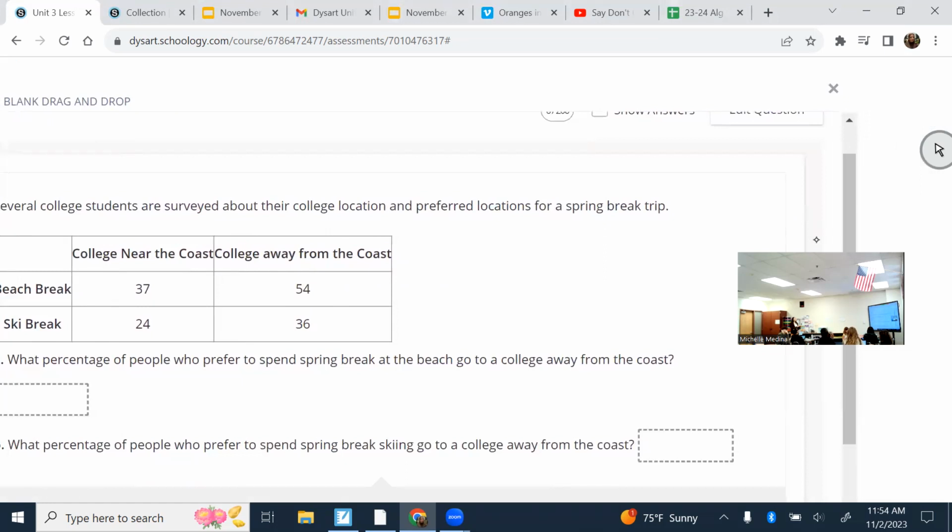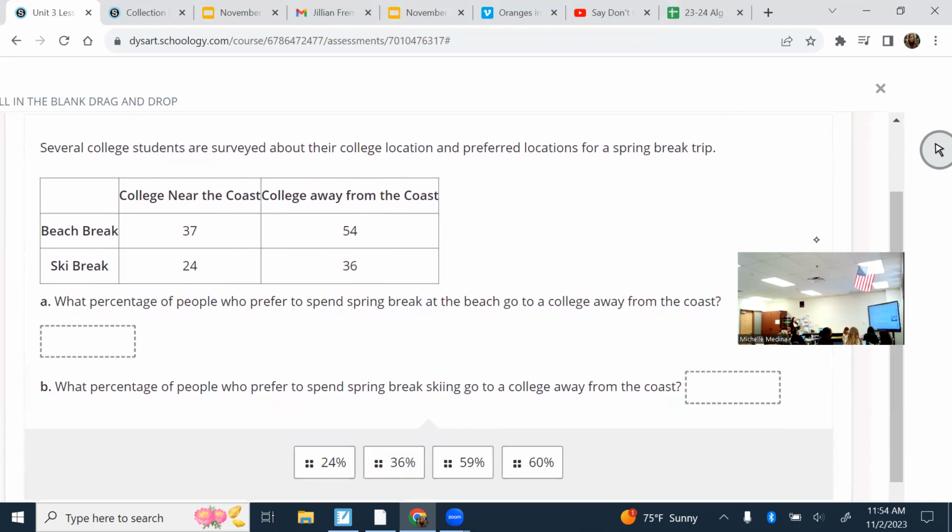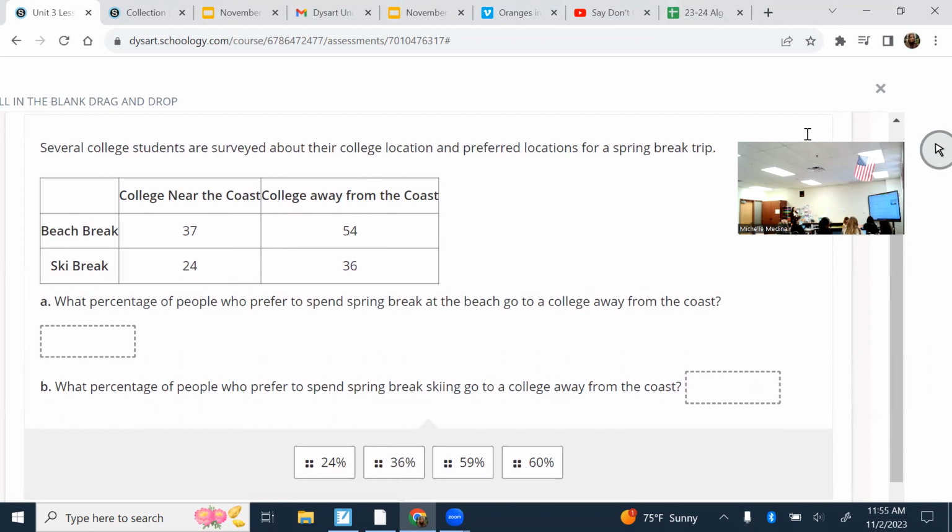Several college students are surveyed about their college location and preferred locations for a spring break trip. What percentage of people... okay, this is one of the ones where you have to read it closely. Anytime it says what percentage of, usually what follows that is what you need to divide by. Okay, so of the people who prefer to spend spring break at the beach, figure out how much that is. How many people prefer to spend spring break at the beach?